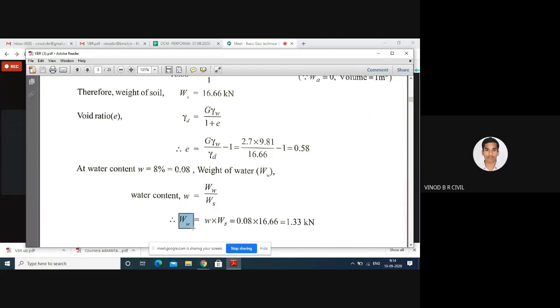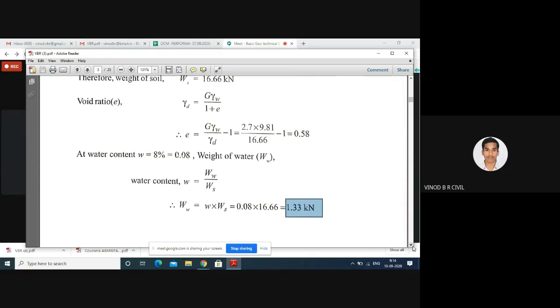Weight of water equals water content into weight of soil. Water content is 8%, given in the problem. Weight of soil is 16.66. Therefore, weight of water is 1.33 kilonewton.